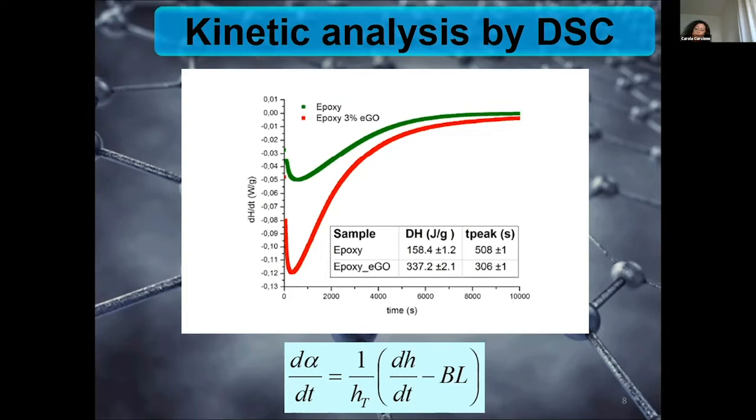It was calculated by using the equation that you can see in the slide, where BL is the baseline, set as a horizontal line interpolating the asymptotic value of the heat flow at the end of the reaction, dH/dt is the heat flow per unit mass shown in the figure, and HT is the heat of reaction obtained by integration of the peak in the figure, for the net epoxy resin and also for the filled epoxy resin. Finally, alpha represents the degree of reaction. As you can notice, the knowledge of the curing reaction can be used to gain a deeper insight into the possible catalytic activity of our nanofiller.